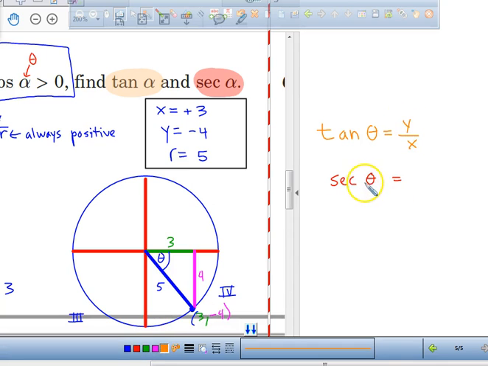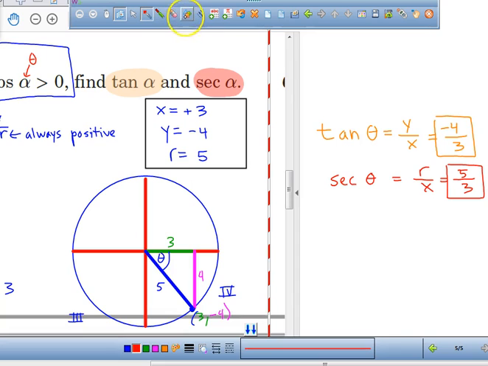Now, what does the secant of theta always compare? R over x. So when I'm doing this, I always label things first before I put my answers down. It helps me become more accurate, not less accurate. So now I'm going to take my y value, which is a negative 4, and place it over my x value, which is a positive 3, and I'm done with that. Over here, I'm going to take my r value, which is a positive 5, and put it over my x value, which is a positive 3, and that's my other answer.